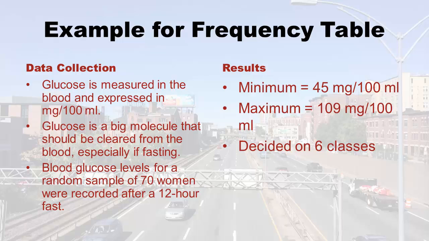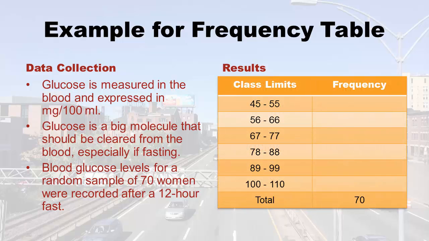So blood glucose levels for a random sample of 70 women were recorded after a 12-hour fast. And this is what they got. The minimum was 45, the maximum was 109, and they picked 6 classes. So this is how they set up their class limits, and again, this is using the class width formula. It comes out a little weird here, but then they got these frequencies. This is just another example, using this time the class width formula to get our 6 classes and to make sure that they covered everybody.